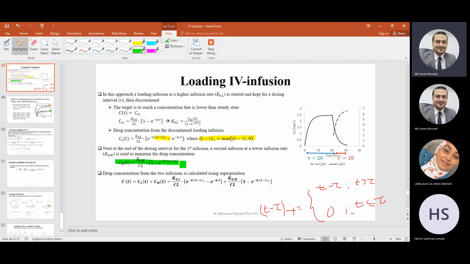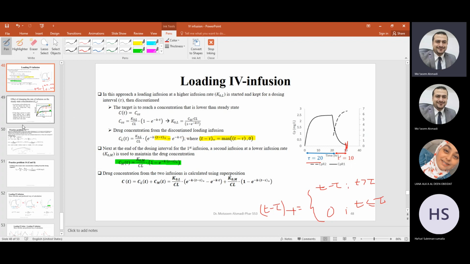When T is larger than tau. Let's say that tau is equal to 20 and T is equal to 30. So I'm talking about this time point here. Now let's look at both equations, for the loading and the maintaining. First for the loading: K0 loading over clearance times 1 minus e to the power minus K times T minus tau plus. T is 30, tau is 20. 30 minus 20 is a positive value, right? So it will stay the same, minus e to the power minus K multiplied by T. Why do I put T here? 30. Right? So this is for the loading IV infusion.